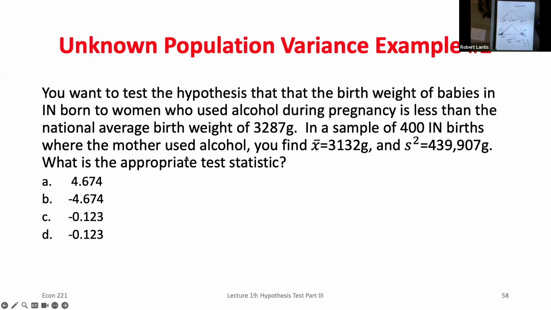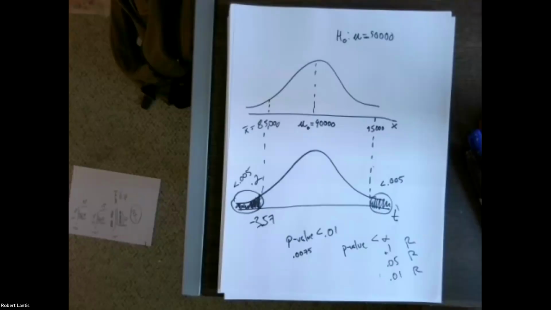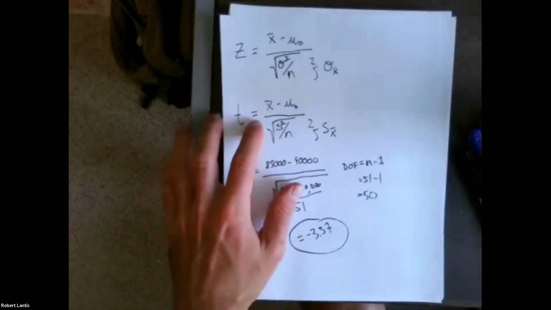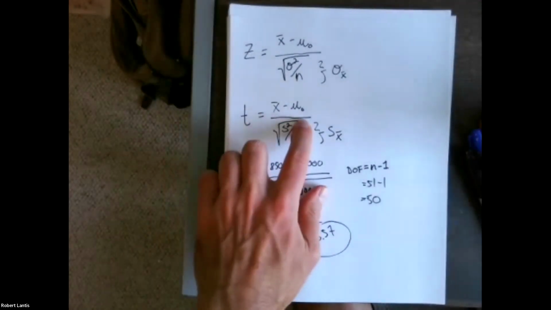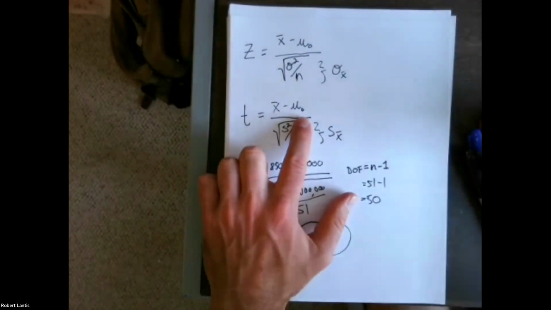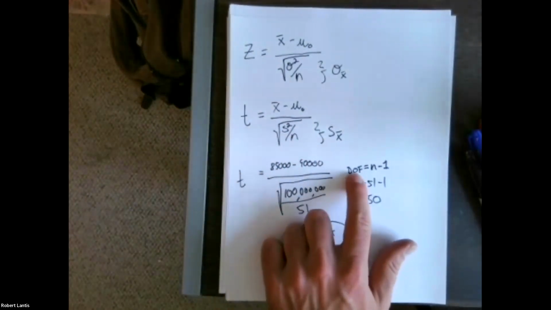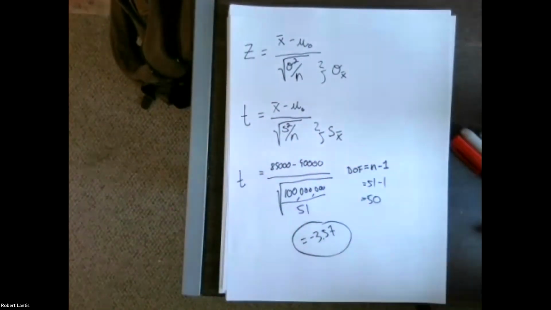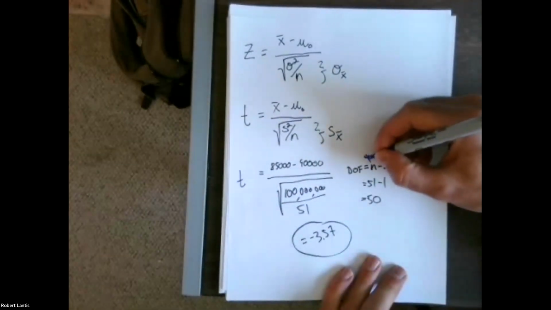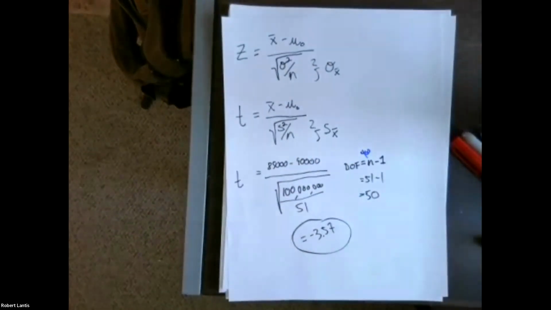What would my test statistic be? Once again, this should be just as easy as plugging and chugging, right? I've got my test statistic equation. It's just a matter of plugging in that sample mean, that value that comes from the null hypothesis, sample variance, sample size. Now here, my degrees of freedom, I think we had what? 400 was my sample size. So my degrees of freedom is going to be 399.